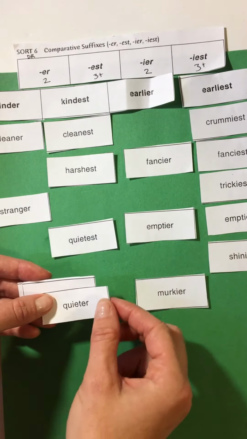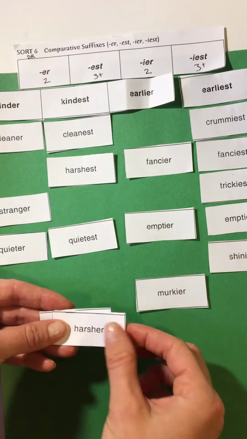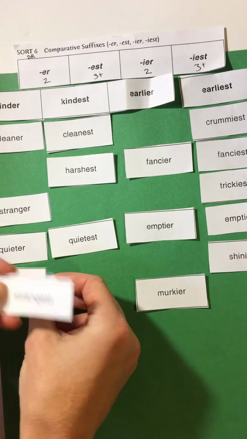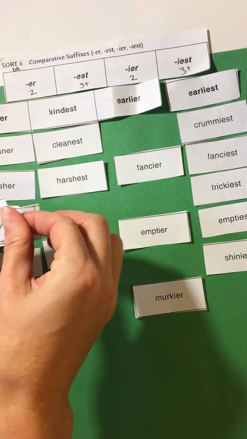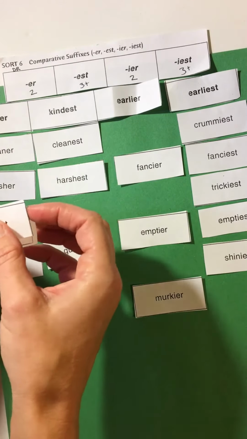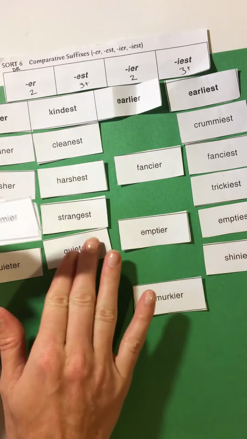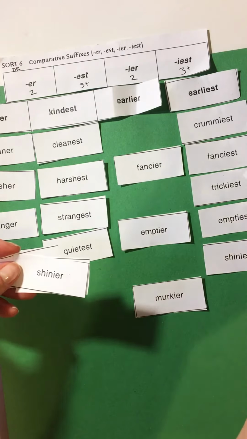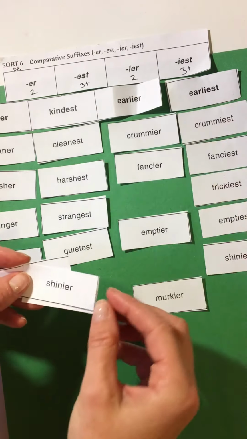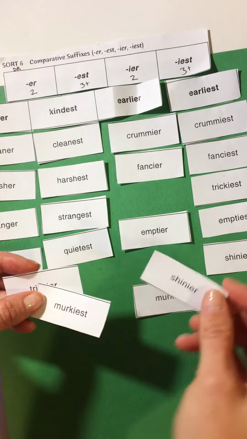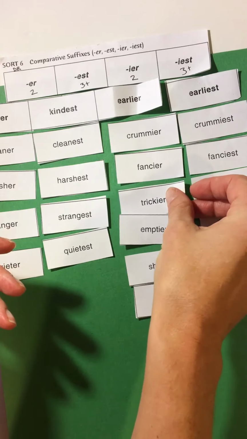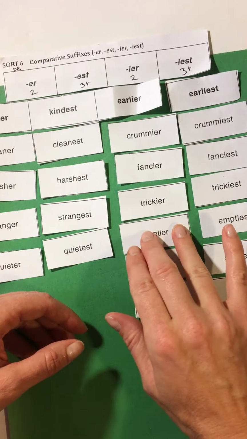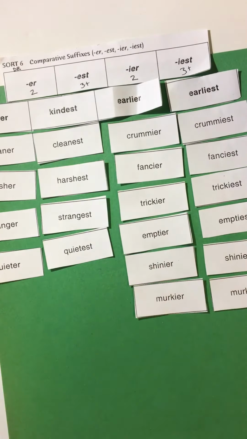Quietest, quieter, harsher. That one goes next to harshest. And strangest goes next to stranger. Crummier, shinier, murkiest, and trickier, and trickiest. All right.